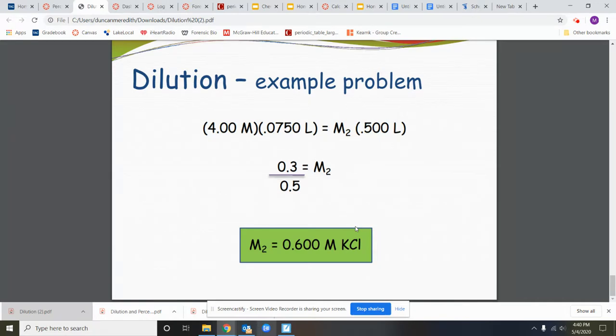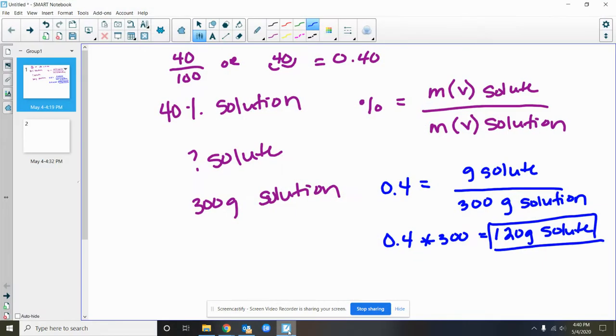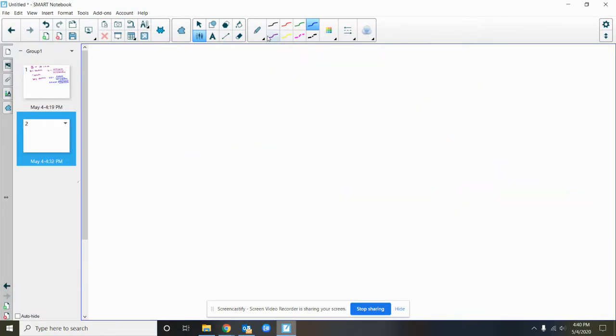Okay. Also, guys, I'm going to make up another problem here just to show you another thing when it comes to molarity or dilution, so we have M1 V1 equals M2 V2.